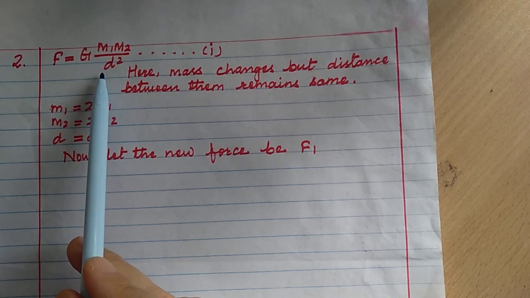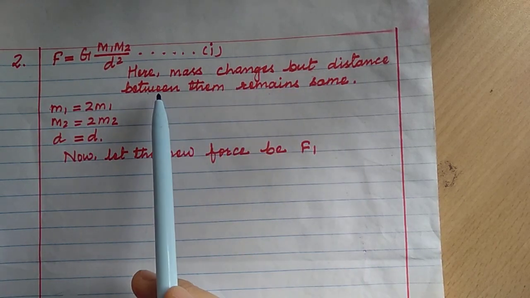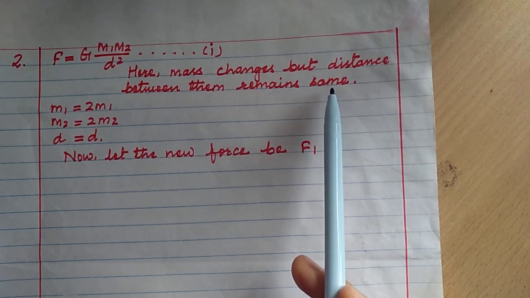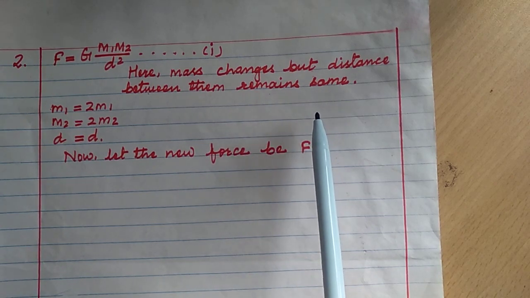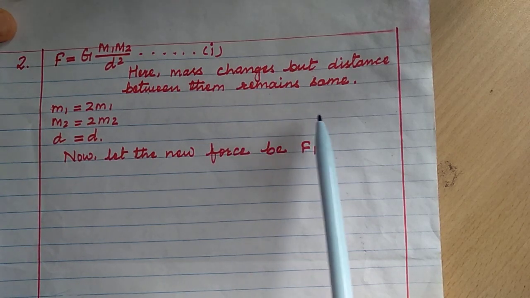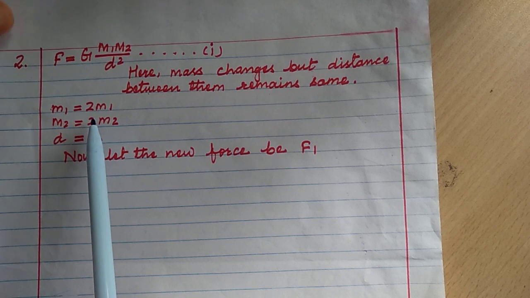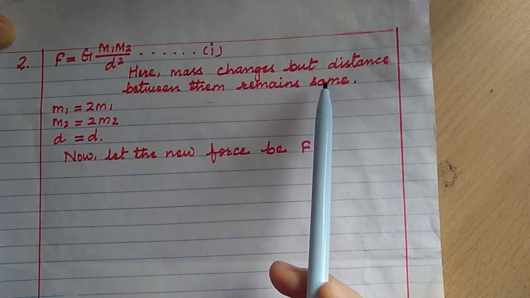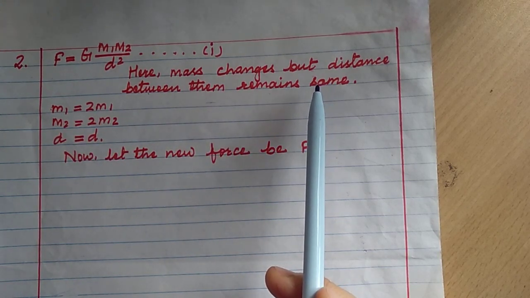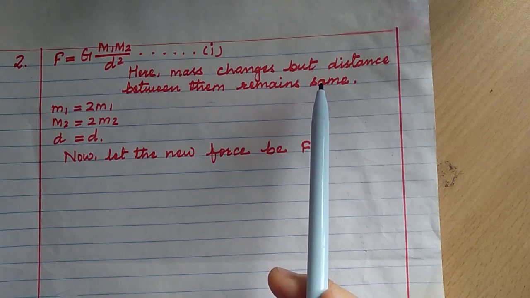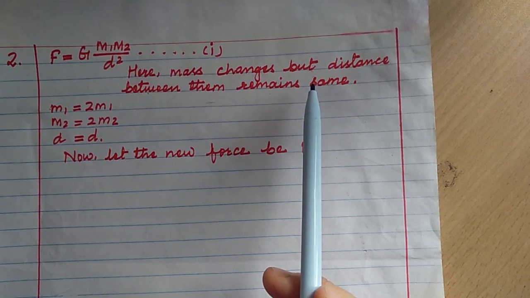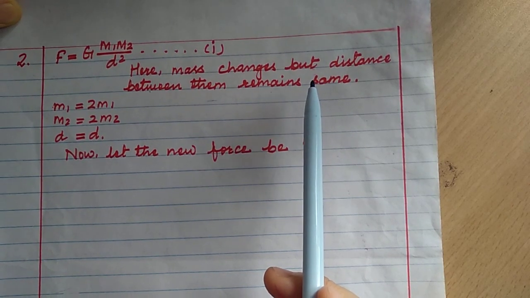Now here in this formula, mass changes but distance between them remains the same. What will happen to the gravitational force when the mass of both the bodies increases by 2 times, mass is doubled and distance between them remains constant? Distance is not changed. Mass of both the bodies has become 2m1 and 2m2. Okay, what changes will be seen in the gravitational force?